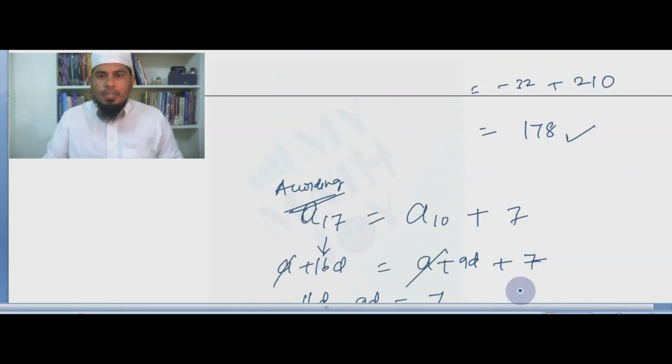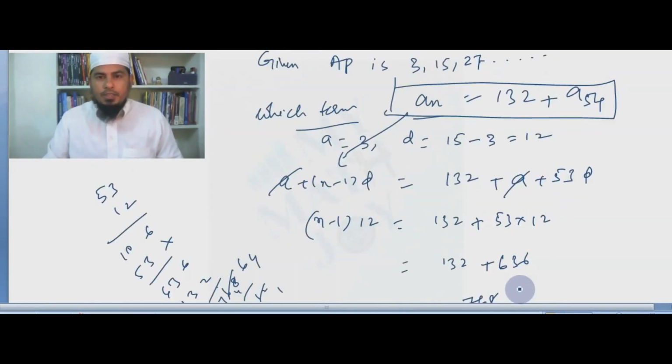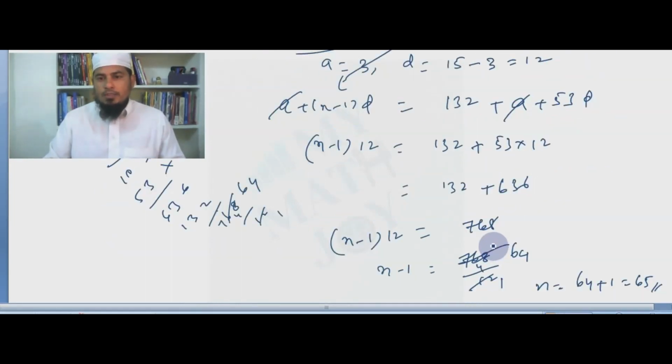See here what was given. He told us in the question the given AP is 3, 15, 27, and which term will be 132 more than the 54th term. So we wrote this expression, converted it into algebraic form: a plus n minus 1 into d, 132, a54, a plus 53d. Whatever information was given, when we substituted, we got the answer. And here once 132 was missed, by mistake, then we cancelled 12.